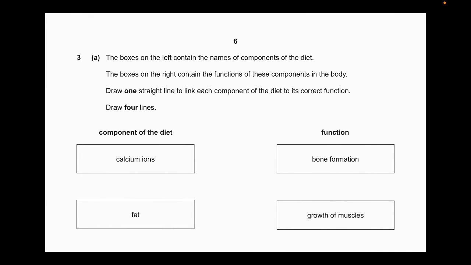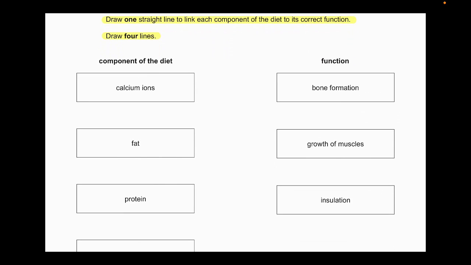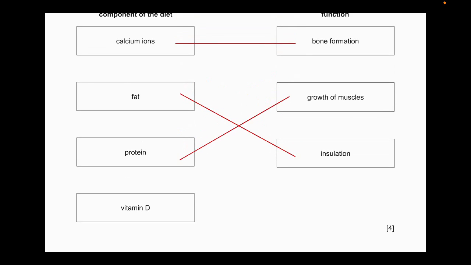Next question. The boxes on the left contain the names of components of the diet. The boxes on the right contain the function of this component in the body. Draw one straight line to link each component of the diet to the correct function. Draw 4 lines. So calcium is very much needed for the bone formation in the body. All right, fat is needed for insulation in the body. Protein is needed for the growth of muscles. And vitamin D is also needed for bone formation in the body.